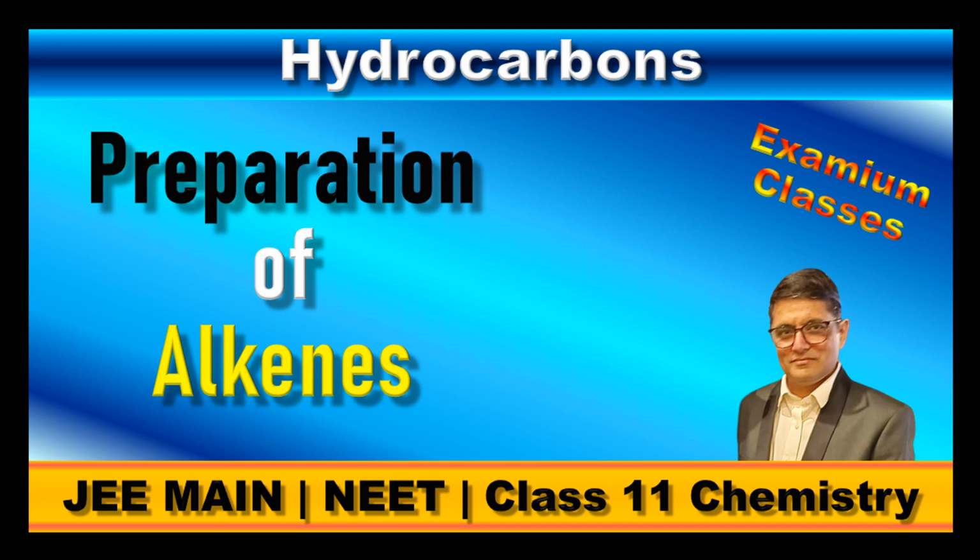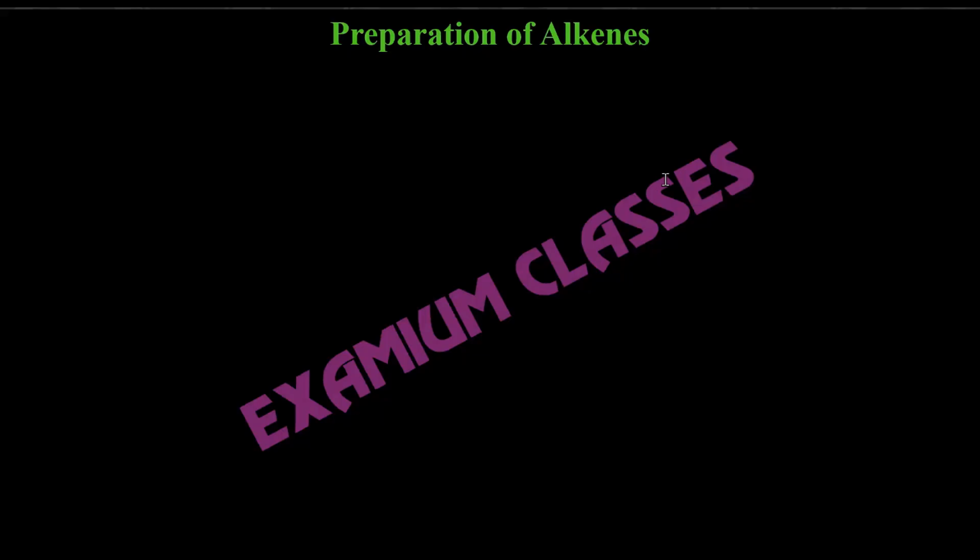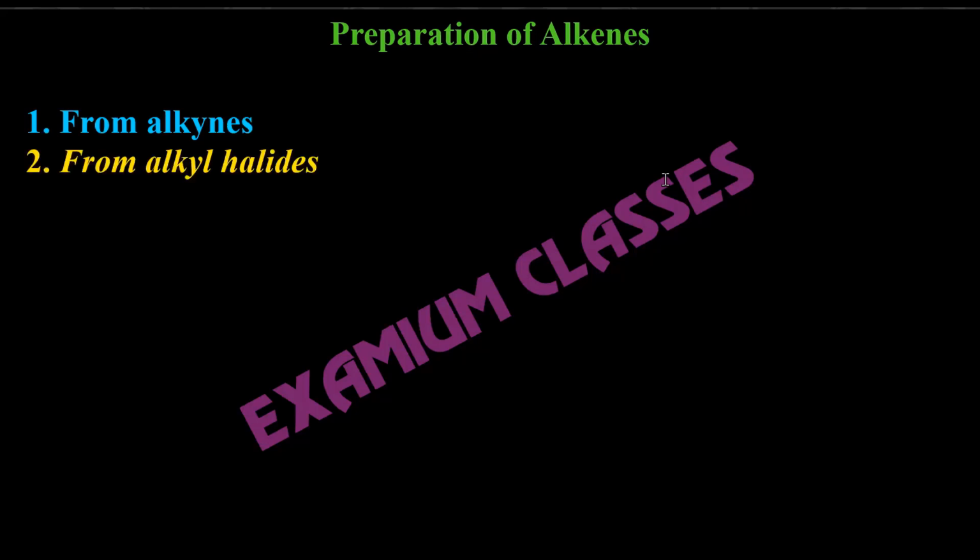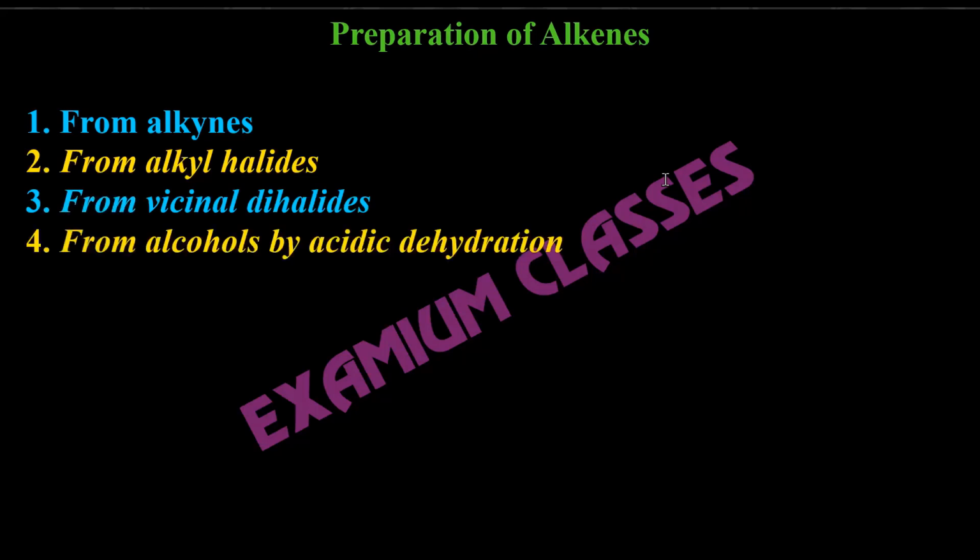Preparation of alkenes: there are specifically 4 methods in NCERT, and you need to memorize these 4. So I always say you should remember how many preparation methods are there for alkane, for alkene, how many reactions are there for alkanes, for alkenes, or for alkynes also. That will help you to recall. The 4 here are: from alkynes, from alkyl halides, from vicinal dihalide, and from alcohols by acidic dehydration.